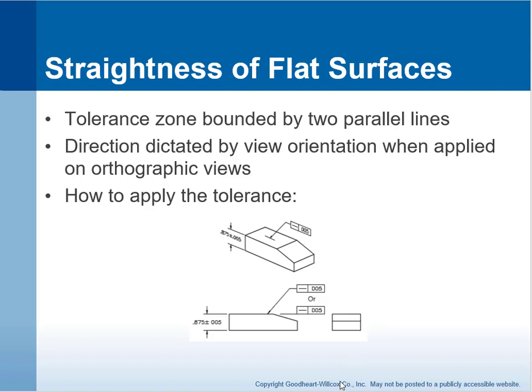Now, the ways we can apply this tolerance is we draw the line showing the direction and we put a leader to it, or we put an extension line. It has to be in this view, mind you, because it means something else if attached to another view. So we do it with an extension line or with a leader line, just like that. Those are the three ways to apply that tolerance.